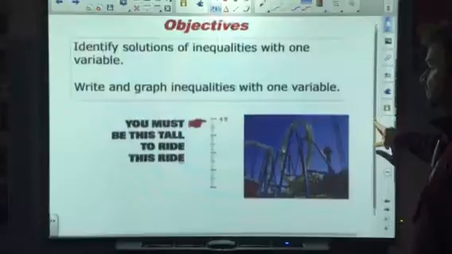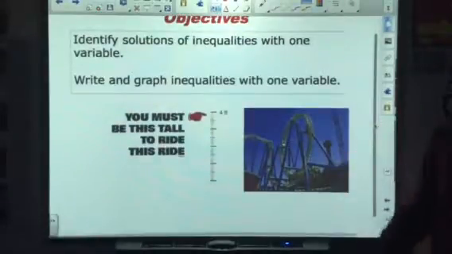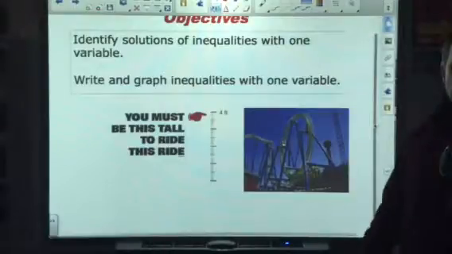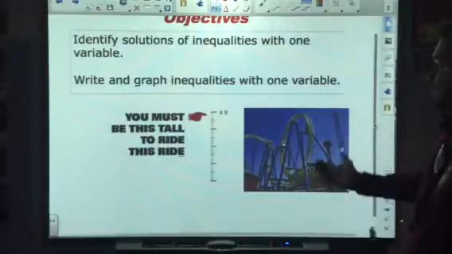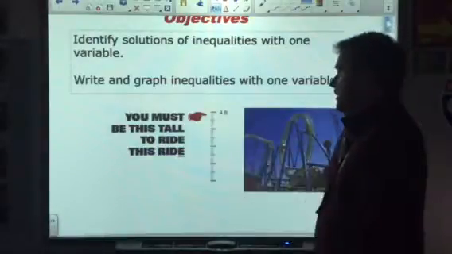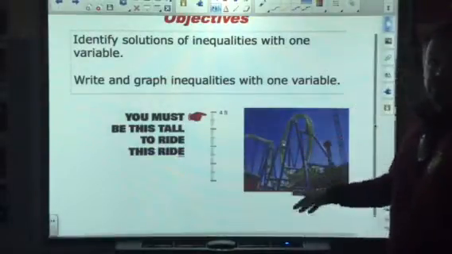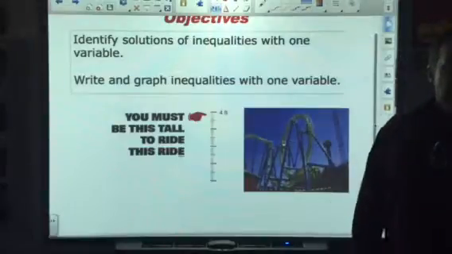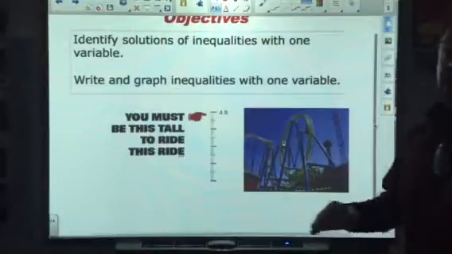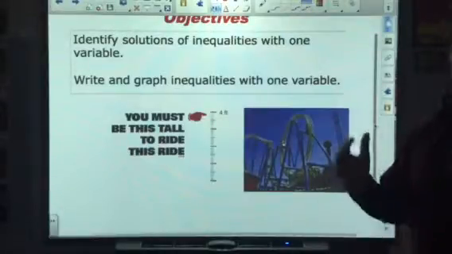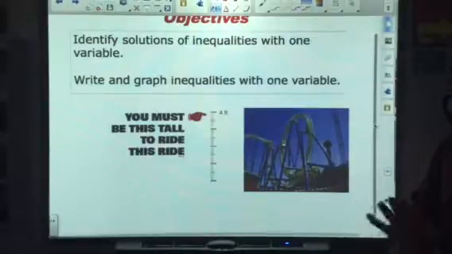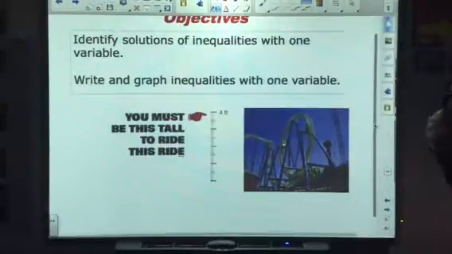I'm sure that you've all been to an amusement park before or seen a roller coaster or a ride where it says you must be at least this tall to ride the ride. That is an example of an inequality. In this example, it's saying that you must be at least 4 feet tall to ride this roller coaster. So what that means is you can be 4 feet tall, or 5 feet, or 6 feet, or anything in between, but you have to be at least 4. That's an example of a real-life inequality.